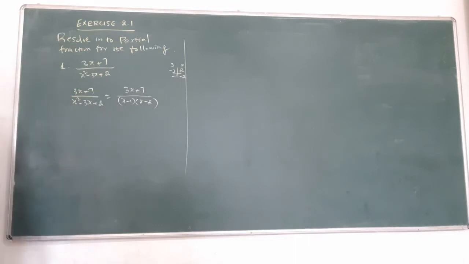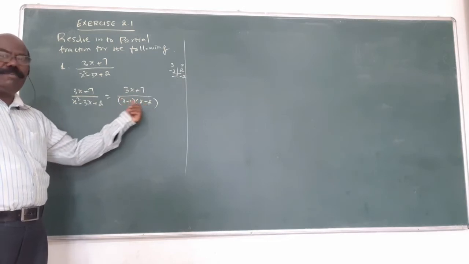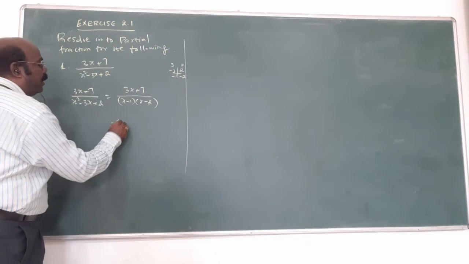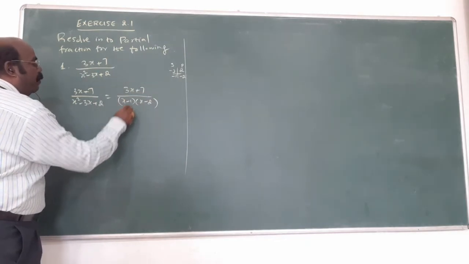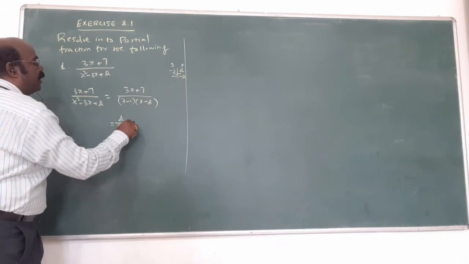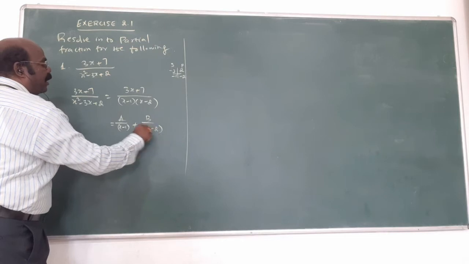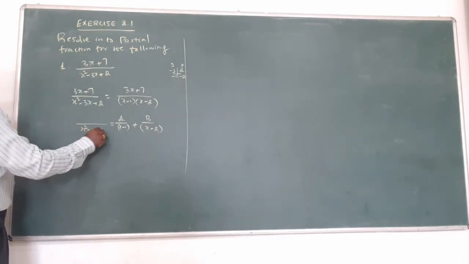This is very important. This is a quadratic factor, and it is possible to express it as a product of two linear factors. Therefore, what is the formula? For a product of two linear factors, whatever the numerator may be, you put A by the first factor and B by the second factor. Another way, you can write the same thing.